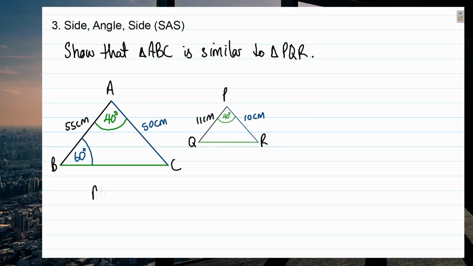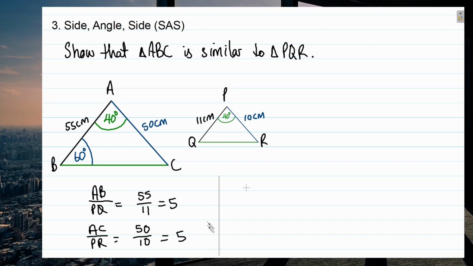So I'll say AB divided by PQ is equal to 55 divided by 11, which is 5. And then I'll have AC divided by PR, which would be 50 divided by 10, which will also be 5. So I have the ratios of my corresponding sides being equal to each other. Then I'll have angle A is equal to angle P, which is equal to 40 degrees. And that was given by the question.